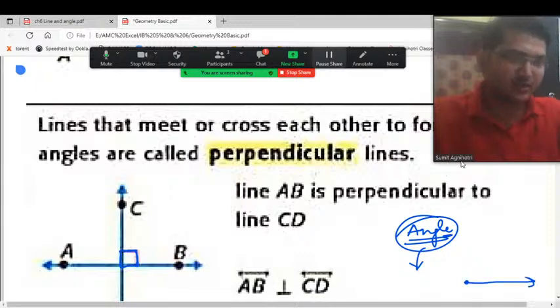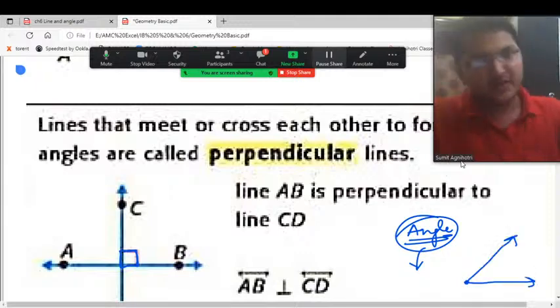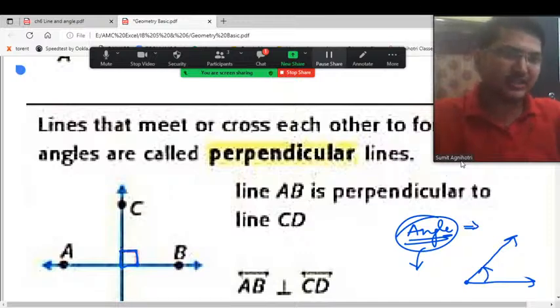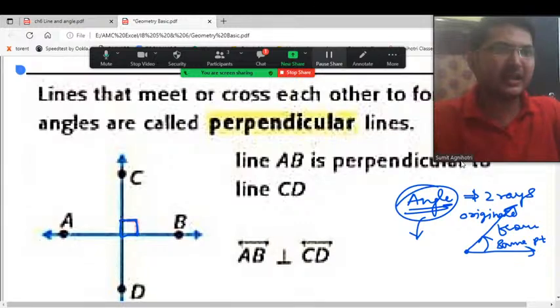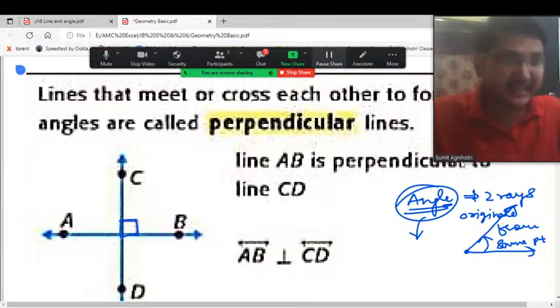When two rays originate from the same point, we get an angle. And this angle may be acute, may be obtuse, may be reflex, may be right angle, may be straight angle, may be complete angle.